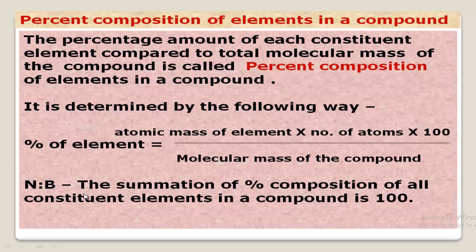Here one special note is that the summation of percentage composition of all constituent elements in a compound is 100. That means a compound is made of more than one element, so the addition of the percentage compositions of all elements is always equal to 100.